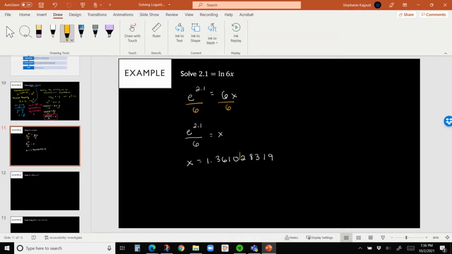And then we're going to round to basically 4 decimal places. So I'm just going to put a line after the 4th one. And that first number to the right of the line, if that's 5 or above, you round up. Otherwise, you don't need to round. So because it's a 2, we don't really need to round. So we're going to say that x is about 1.3610.